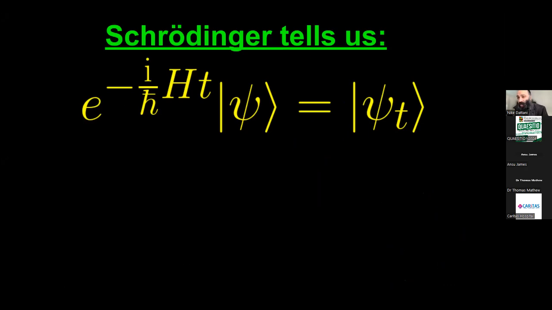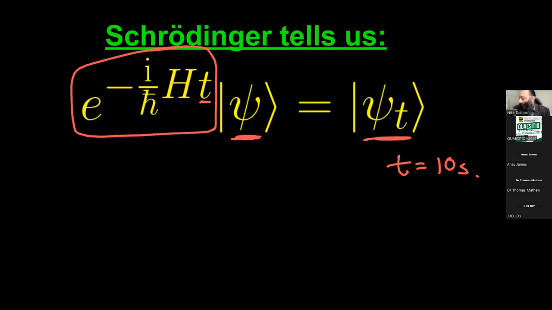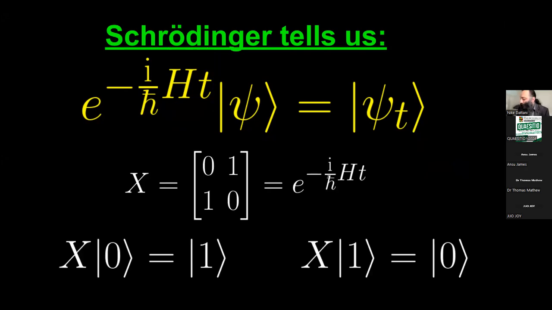Now, the Schrodinger equation tells us if we have a quantum mechanical state given by this object over here, 10 seconds later, if we want to know what the quantum mechanical state is, we plug in T equals 10 seconds into this equation. And this here, it's a matrix. If we know the Hamiltonian H and we know the amount of time, T equals 10 seconds, we will get the quantum mechanical state 10 seconds later.